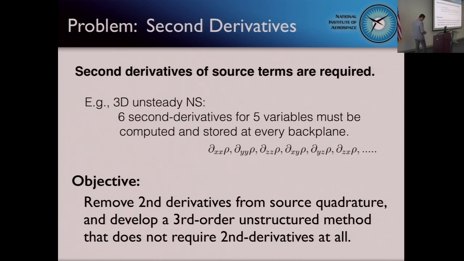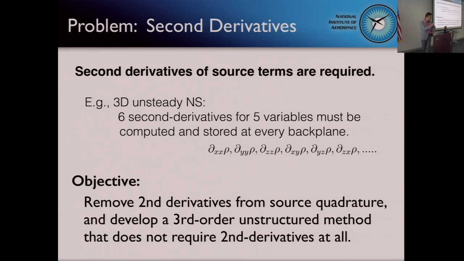But there is a problem. When we work on unsteady 3D Navier-Stokes in FUN3D, we realize that these second derivatives can be a big computational problem. For 3D unsteady Navier-Stokes, we need 6 second derivatives for 5 variables, and they must be computed and stored at every back plane in the time integration. And that's a lot. So the objective of this work is to remove second derivatives completely from the source quadrature and develop a third order unstructured method that does not require second derivatives at all.